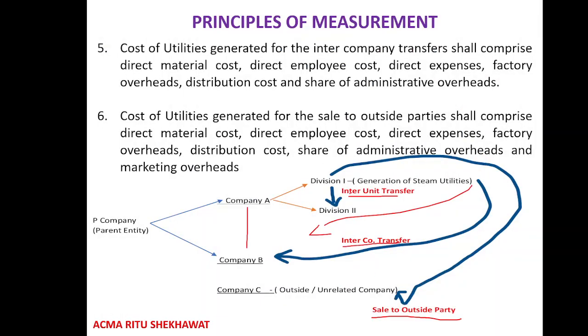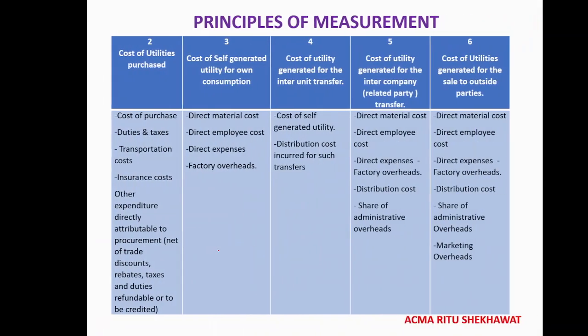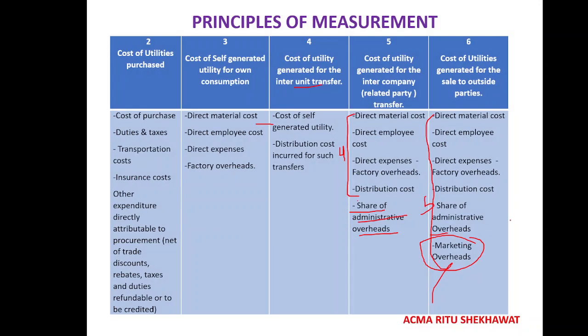There will be a situation where company P has an excess of steam, on which the company has spent some expenses on marketing overheads before selling to company C. So marketing overhead should be added for calculating the cost of sale to the outside party. So this is the total. We'll get the cost of utility generated for the sale to outside party. So these are the points 2, 3, 4, 5, 6 where we can get the total cost of sales at different levels of their transactions.